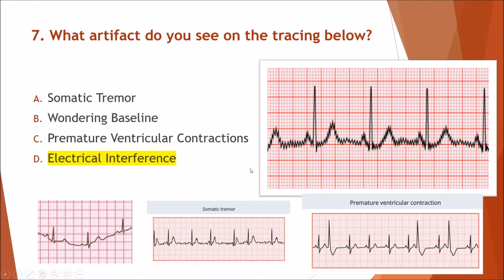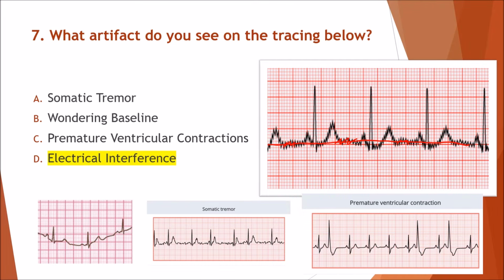All right, so the answer for this one should be D, electrical interference. And again, we see that the baseline is not nice and even. We have these very machine-like spikes, very rhythmic. That is electrical interference. The most common reason you're going to get those is because the patient is wearing something that is plugged to the electricity, or they're wearing a cell phone or a smartwatch. Something is causing that electrical interference.